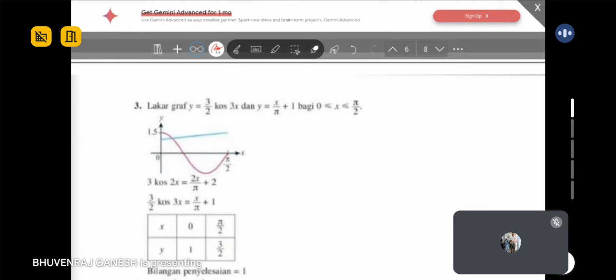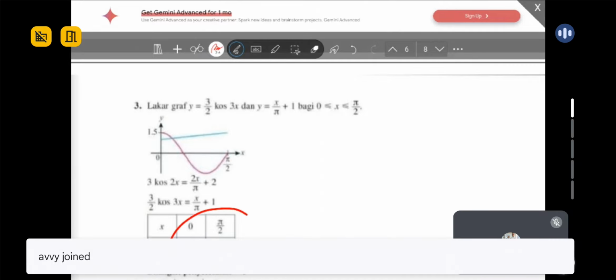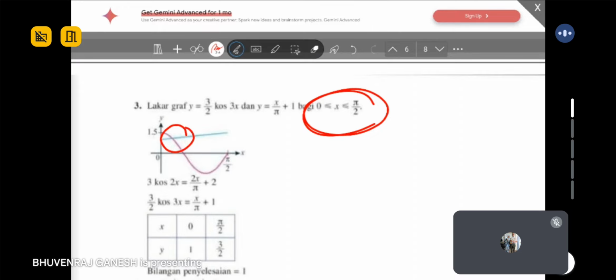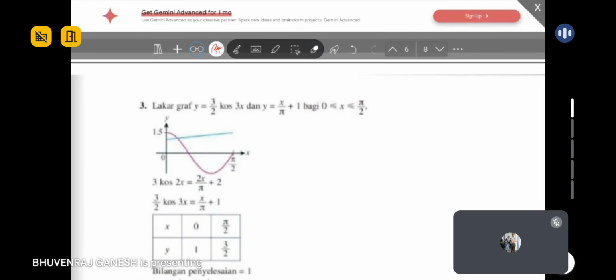So this is how you draw the graph. For the straight line, you just plot any points you like. 2 points are enough. Make sure you follow the range. Of course you can use these two values for x, then find the y value only. So you see you have 1 point of intersection only, one point of intersection within the given range of x values. So that's why your number of solutions is 1. Understand? So this is question number 3.